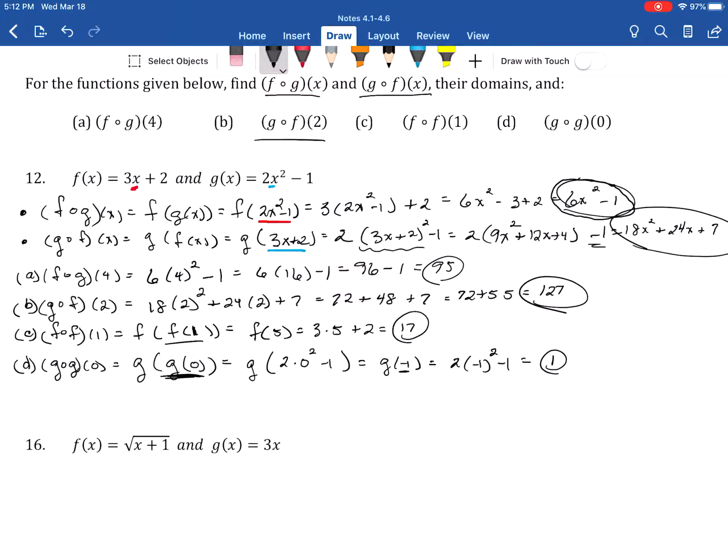All right, we are continuing right where we left off. Notes for 4.1, page 3.